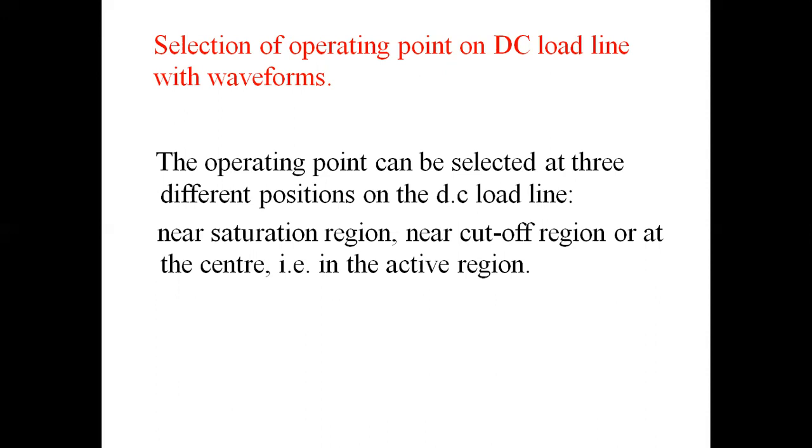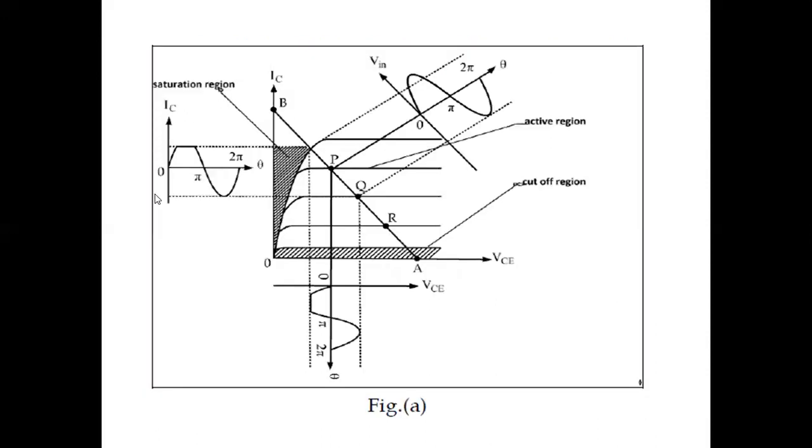These values of current and voltage are expressed by the term operating point, or we can also name it as quiescent point. This gives the graphical representation of the complete selection of the operating point. Suppose the operating point is chosen at the point P, for example, which is close to the saturation region, then the output current will be clipped at the positive peaks.